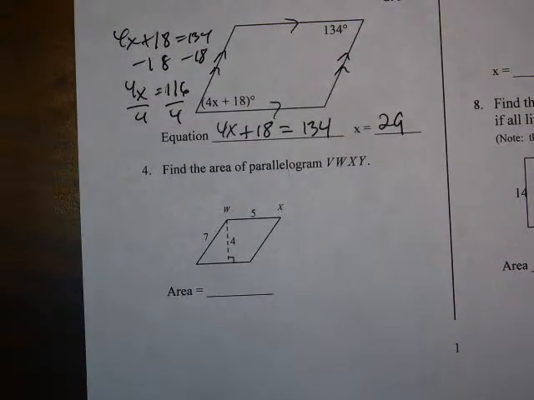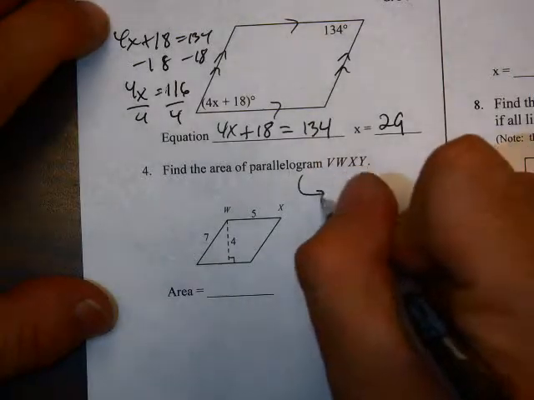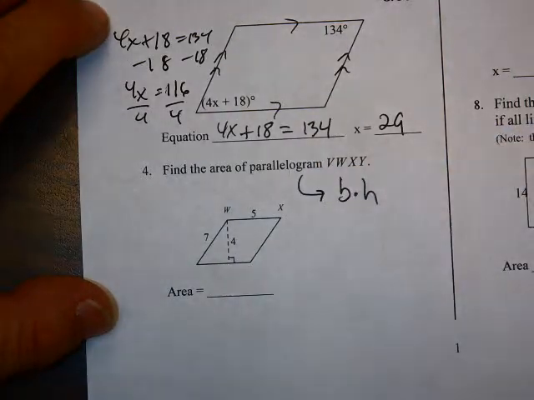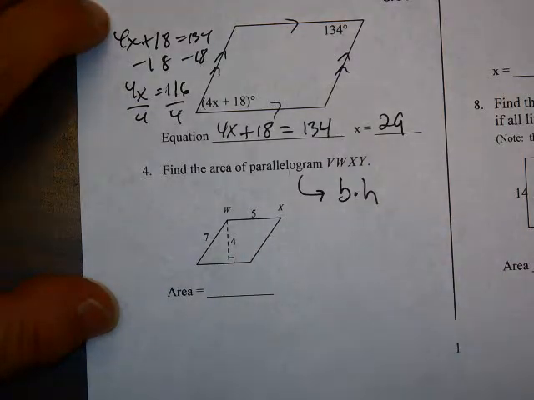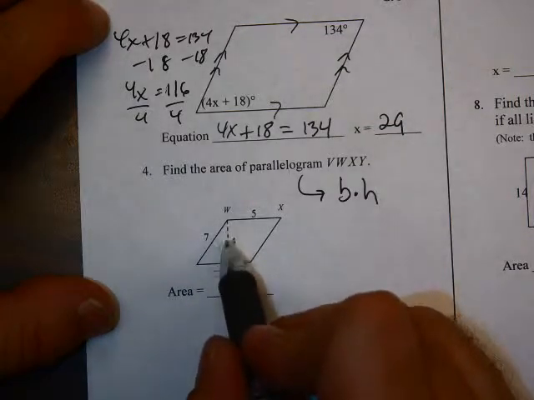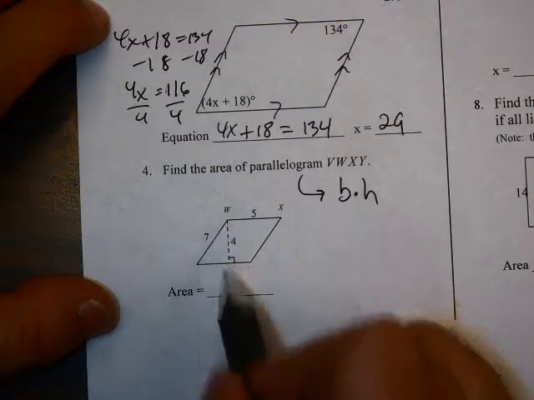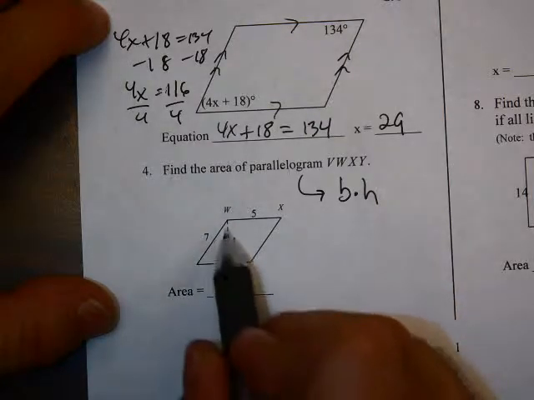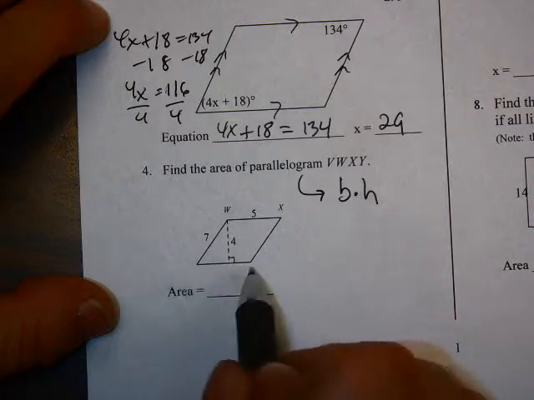In number 4, they ask us to find the area of the parallelogram. And remember that the area of a parallelogram is base times height. And to find the base and height, we're always looking for the right angle. We need to see that there's a right angle happening with the base and height together. And we see that right here. There's the right angle, which means this is going to be my height, this is going to be my base.